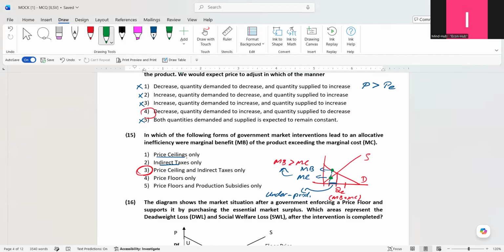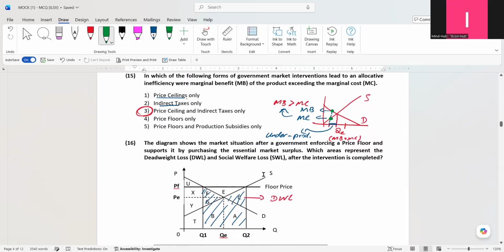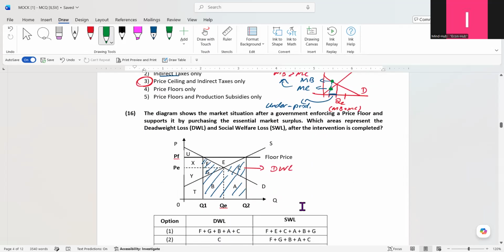Only when you underproduce, you will have marginal benefit greater than marginal cost at an underproduction quantity. So underproduction happens when producers are discouraged. One thing that will discourage producers is price ceilings. Another thing that will, because they can't sell at the price they want, they're forced to sell at a lower price. Another thing that will discourage production is indirect taxes. So correct answer number 3. Question 15.